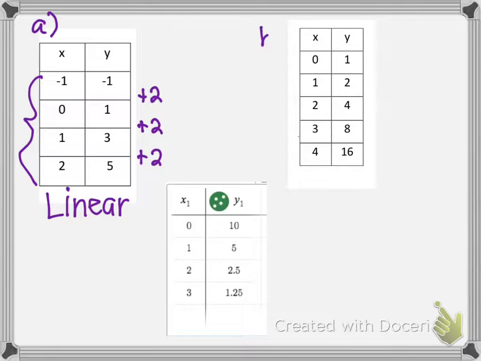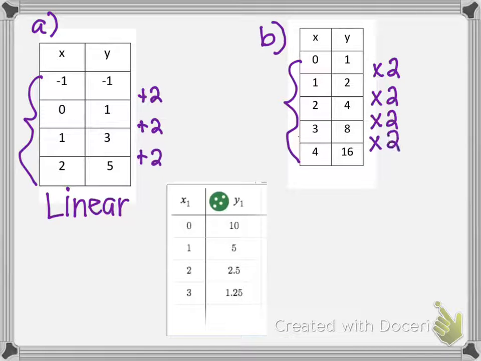Alright, so we'll go to table B. I'll label that. So again, we're changing by the same amount for my x each time. So that's fine. And then I look at my y's. And as I look at my y's, I should see that I am multiplying by 2 each time. So since I'm multiplying by 2 each time, this is going to be exponential.